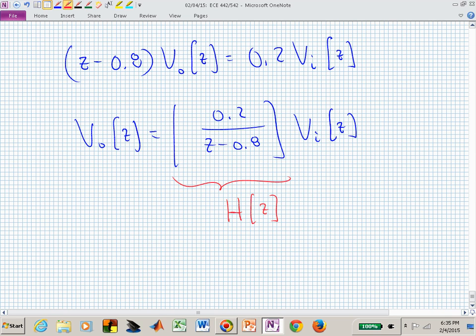How many poles do we have? One. Does that seem reasonable for a first order difference equation? Yeah, in an S domain we had one pole for a first order differential equation. Where is our pole?